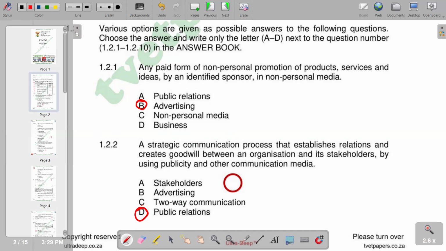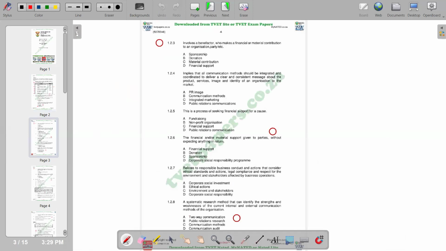Then we move on to number 3. In terms of number 3, we can just try to zoom out so that we can see clearly what we have.